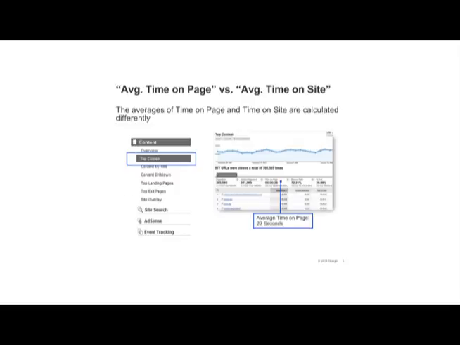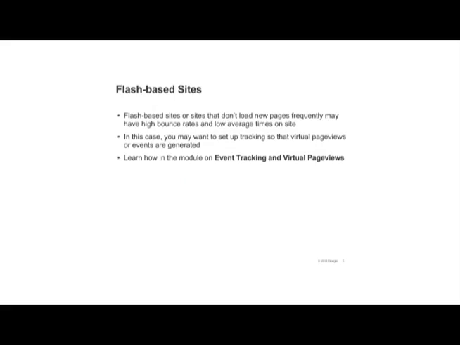For average time on page, bounces are excluded from the calculation. In other words, any time on page of 0 is excluded from the calculation. For average time on site, bounces remain a part of the calculation. To calculate average time on site, Google Analytics divides the total time for all visits by the number of visits.